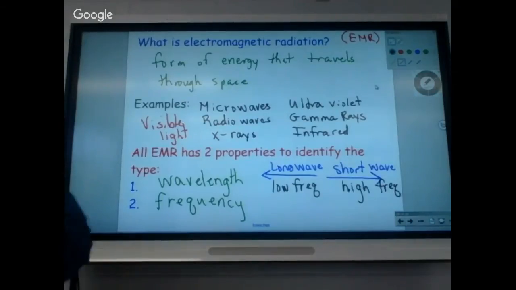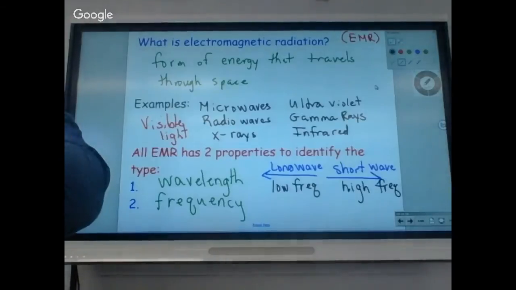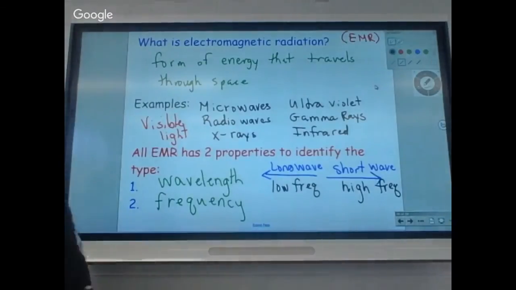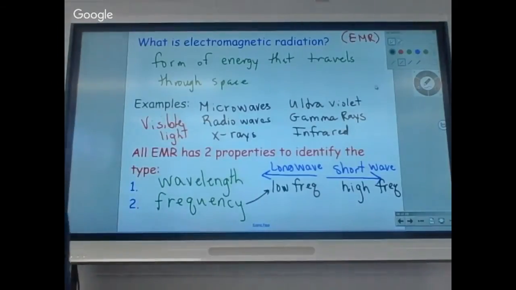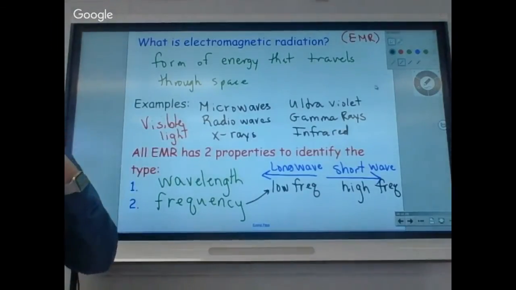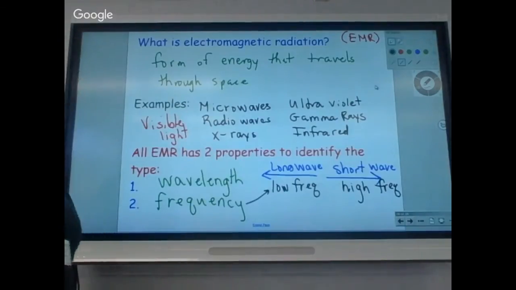So that's why the state does not put frequency on our chart. Because they want you to know this relationship and come up with that on your own based on what we've done. Does that make sense? Okay. Does everybody have what they need?